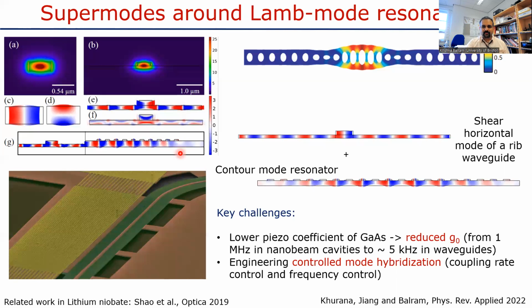A slightly simpler problem, and the one that we wanted to study, was that instead of taking the breathing mode of a cavity, you can take the breathing mode of a waveguide and engineer a mode hybridization between the breathing mode of a rib waveguide and a contour mode resonator. So it also has a lot of the same properties, but the problem is much simpler, for reasons that I'm happy to go into in the Q&A.